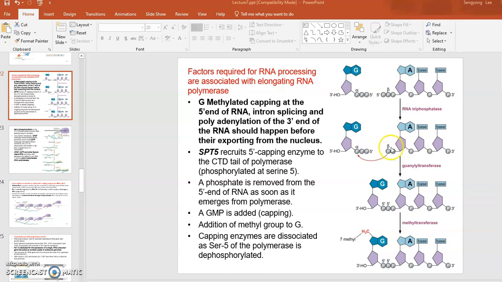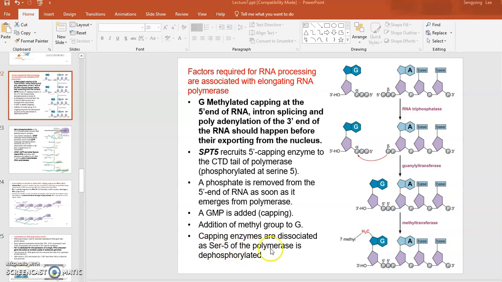So between these 2 phosphate and 1 phosphate of the G nucleotide, you see the addition of the extra nucleotide, GMP addition right there. Then after that, the base of the guanine is methylated. A methyl group is attached to this end. That is done by the capping enzyme, the addition of the G, and once the methylated G is added, that enzyme comes off from this complex.